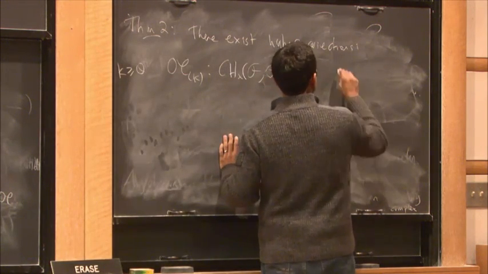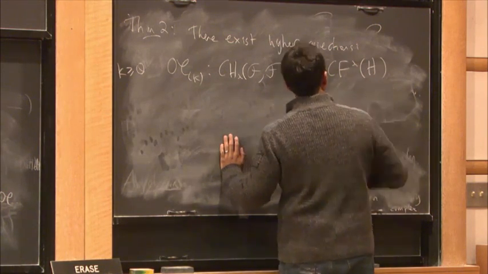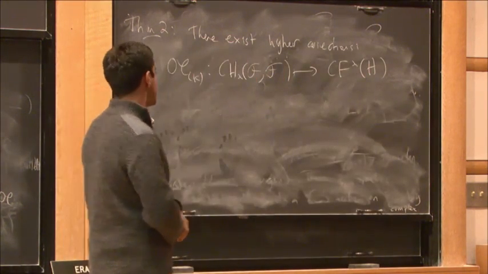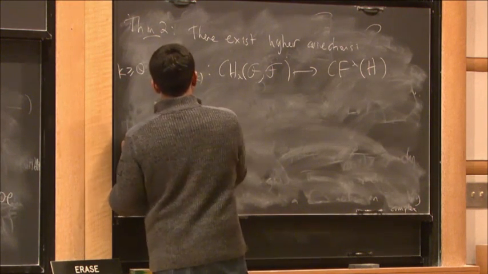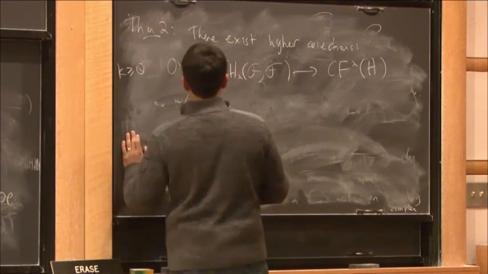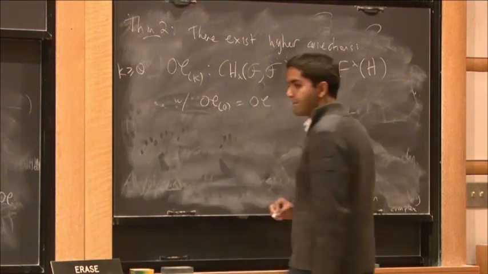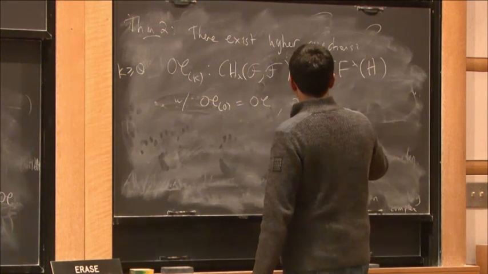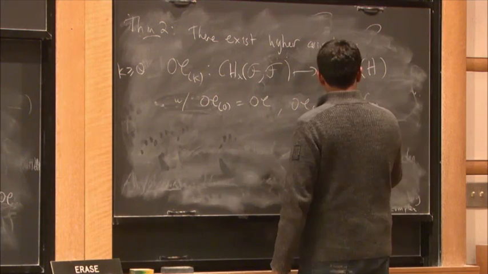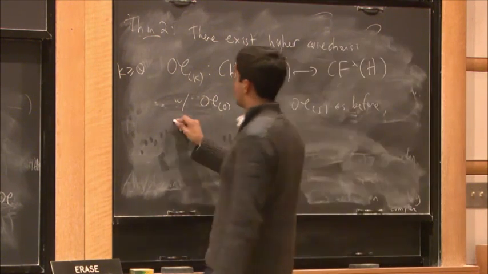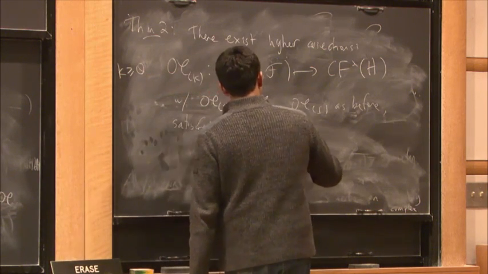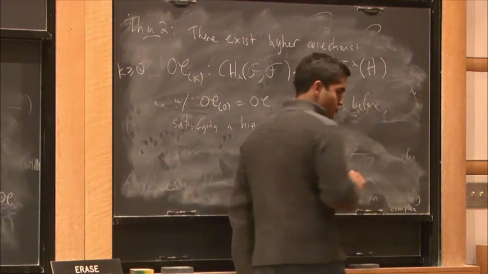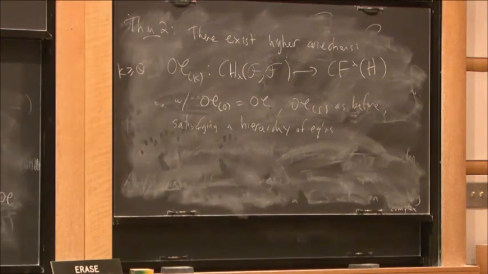from the Hochschild chains to the Floer cohomology, satisfying, with OC_0 equals OC and OC_1 as before, a hierarchy of equations, which I want to argue corresponds to the analog of having an equivariant map of spaces.